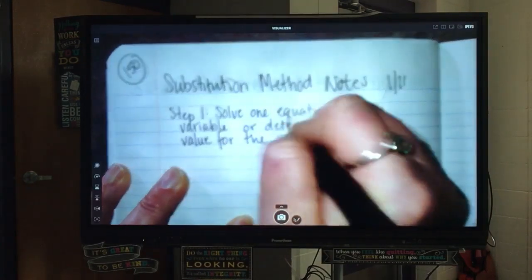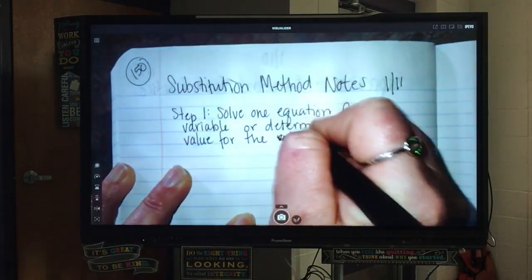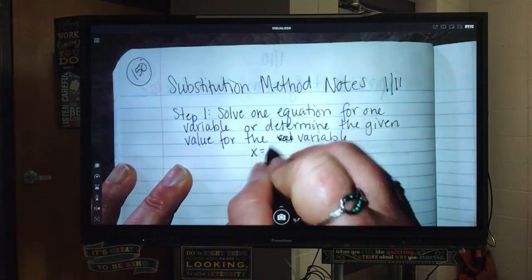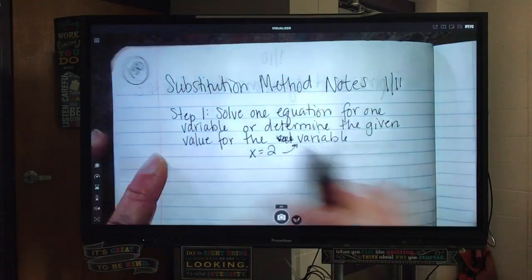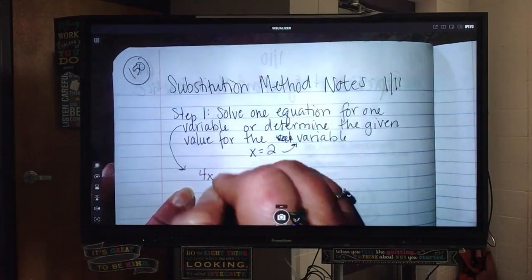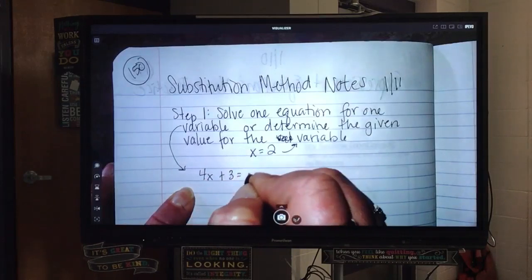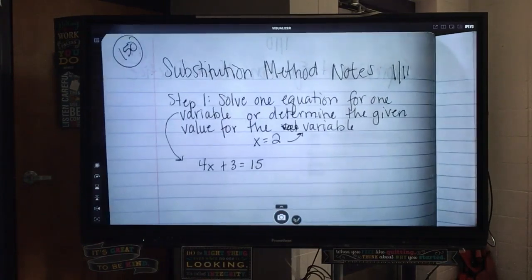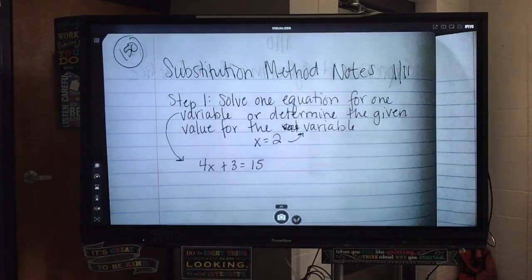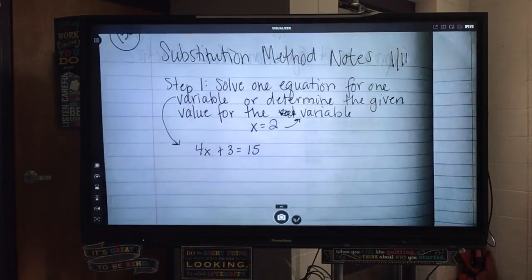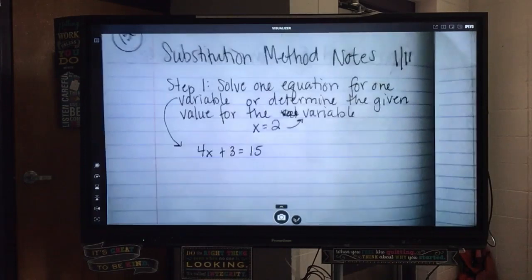The variable. This means they might tell you x equals 2. That's for this part. Solving the equation for the variable would be 4x plus 3 equals 15. Okay? So there's two, depending on what level you're at, and that's why I'm giving you guys both. We are going to be dealing with the given value and you're just plugging it in.